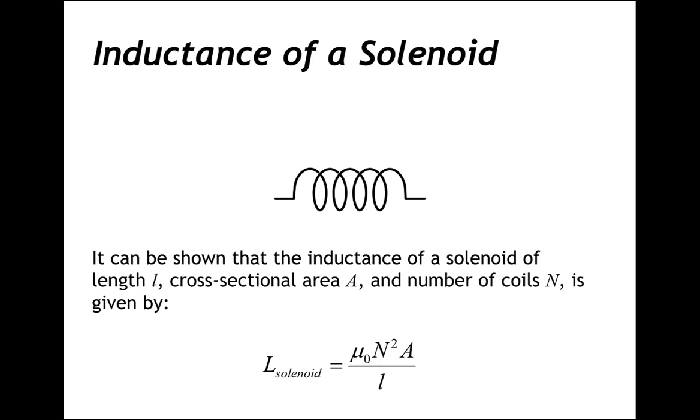Let's take a moment to show that the inductance of a solenoid of length L, cross-sectional area A, and number of coils N is given by the ratio of the product of the permeability of free space, the square of the number of loops, the cross-sectional area of the solenoid, to the length of the solenoid.